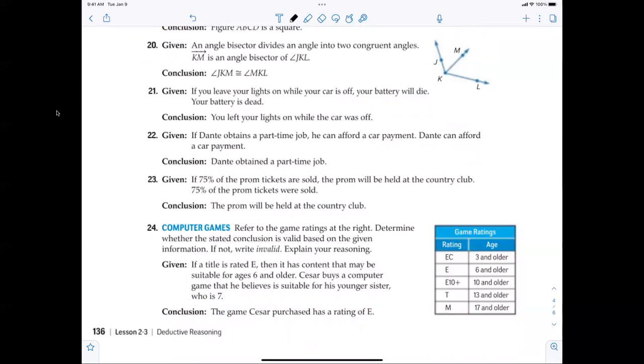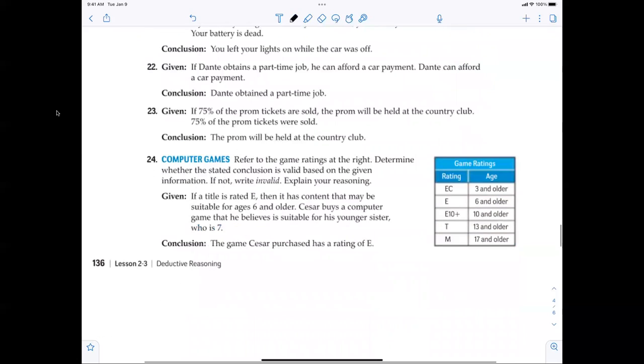If you leave your lights on while your car is off, your battery will die. Your battery is dead. Therefore, you left your lights on while your car was off. Invalid, right? All right, that's good. If 75% of the prom tickets are sold, the prom will be held at the country club. 75% of the prom tickets were sold, so the prom will be held at the country club. Valid. We all good with this?